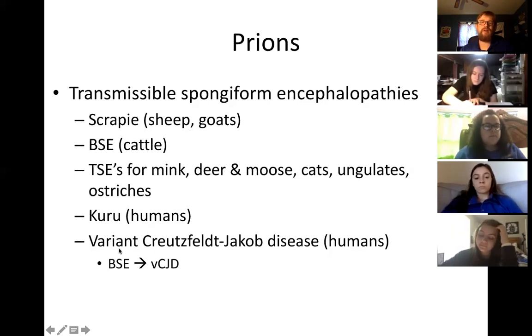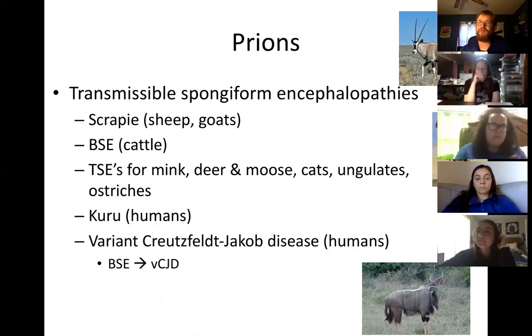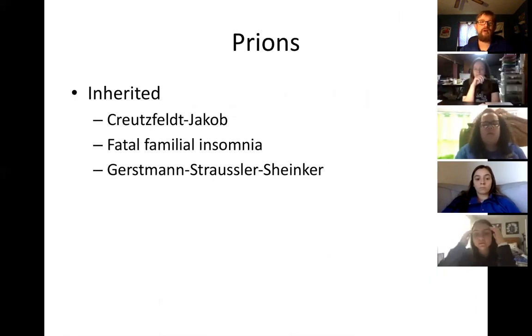And then you have variant Creutzfeldt-Jakob disease. I'm sorry, this isn't the classic, which is the genetic one. The variant one is if you were to eat or consume beef from a cow that had BSE or mad cow disease, then you would develop basically the human version of mad cow disease. So here's some of the different animals, so be careful there.